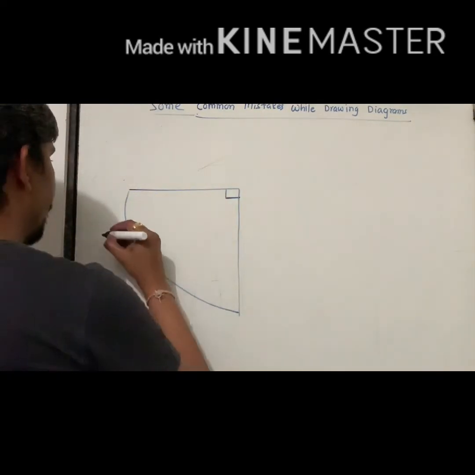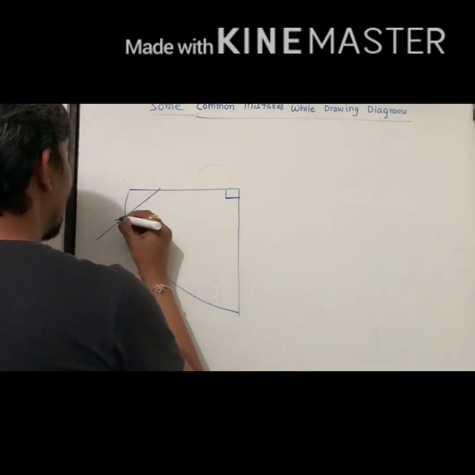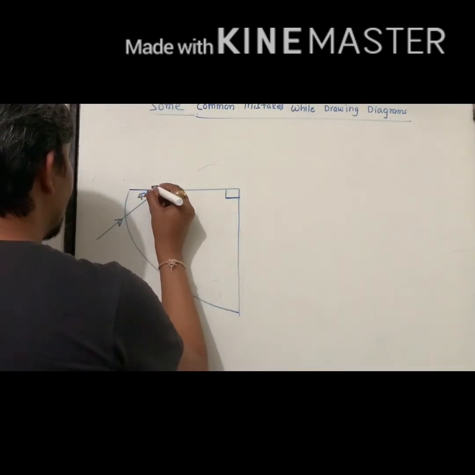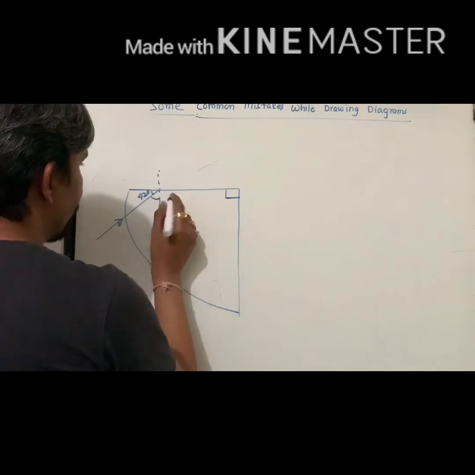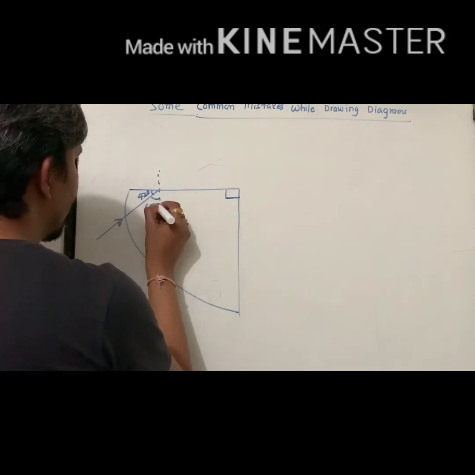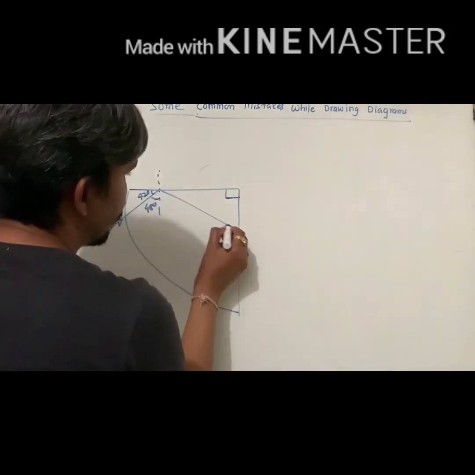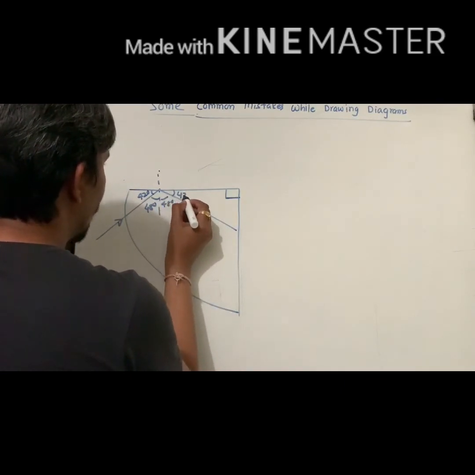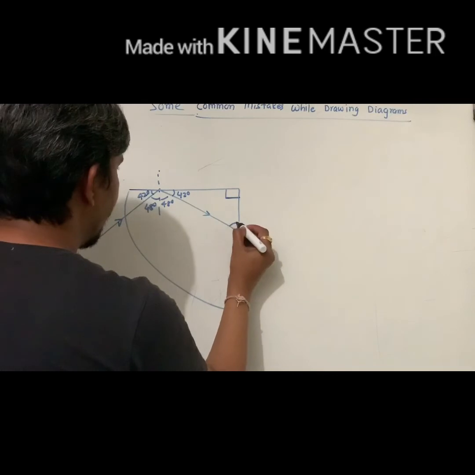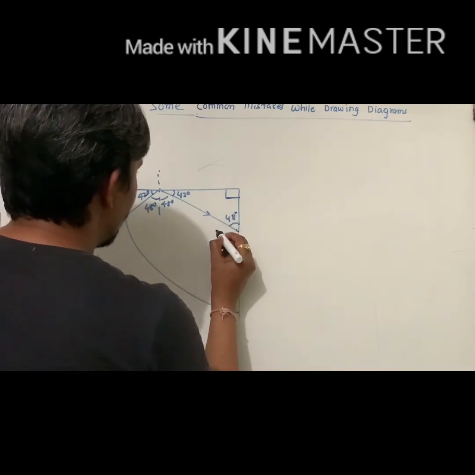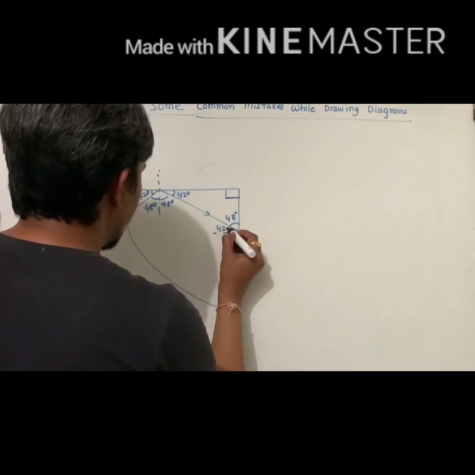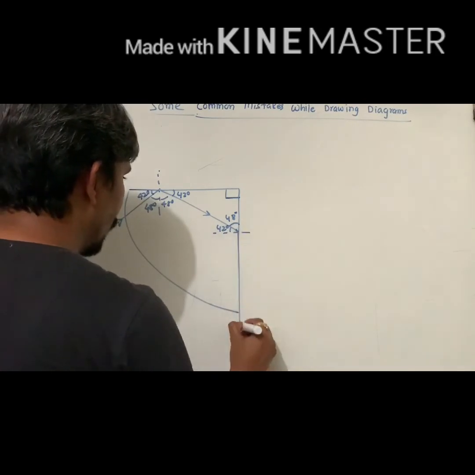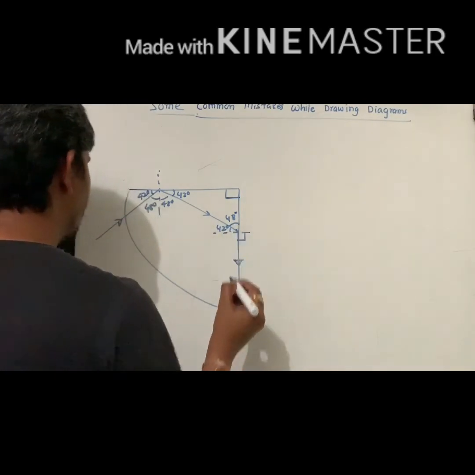This is 90 degree. This angle is given, right? This is 42 degree. This is the normal drawn, right? This has to be 48 degree. This is more than critical, so it will be TIR. 48 degree, 42 degree. This is 48 degree. I will draw the normal over here. This is 42 degree. More than critical, it will go like this. So they are 90 degree, right?